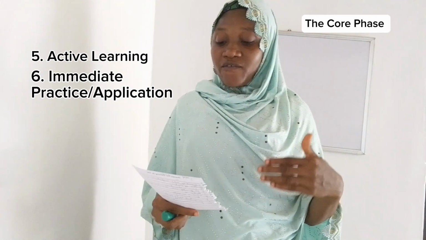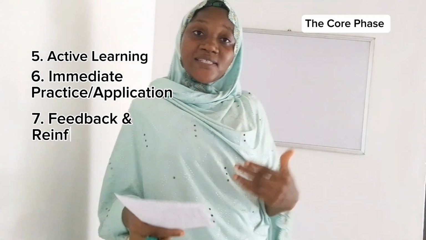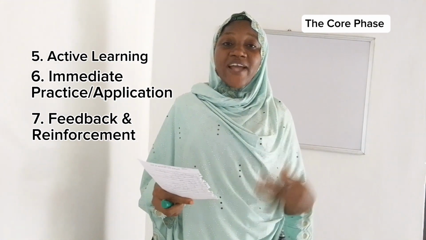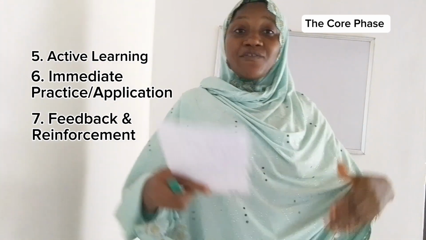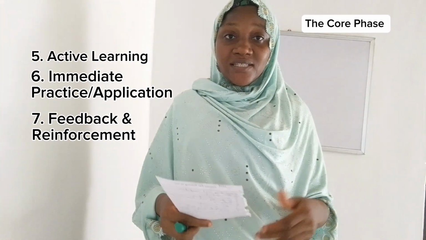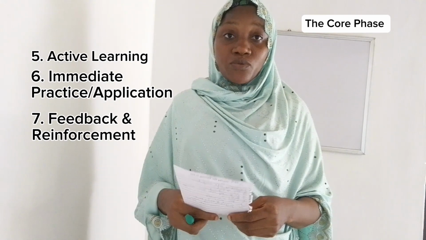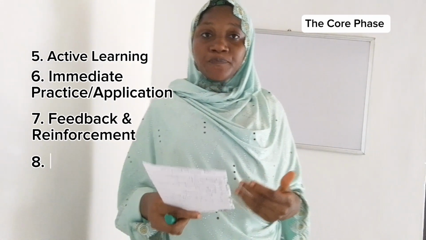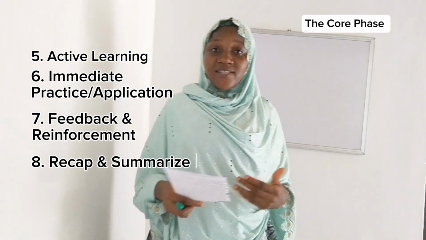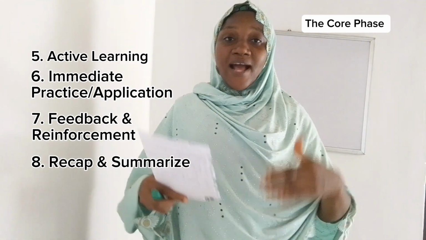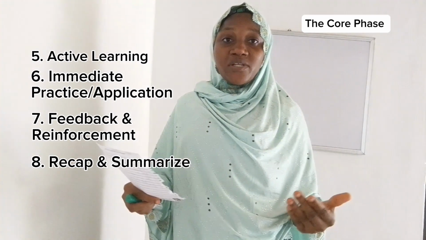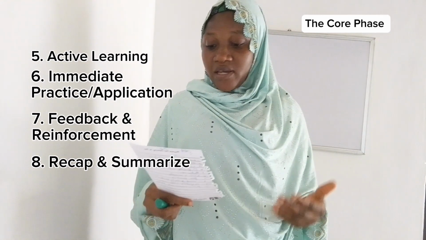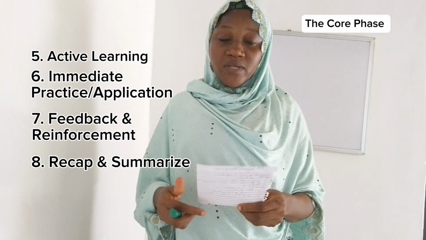Next, we follow it by giving feedback. Once you have practiced it, once you have applied what you just learned, you give them the feedback. You provide feedback immediately and even reinforce some of the things that they already know and have been able to get. Next, we follow it by what we call recap and summarize. This is the stage where we recap what was learned during the active learning and what was practiced during the immediate practice, and then the feedback that you gave them in the feedback and reinforcement step.